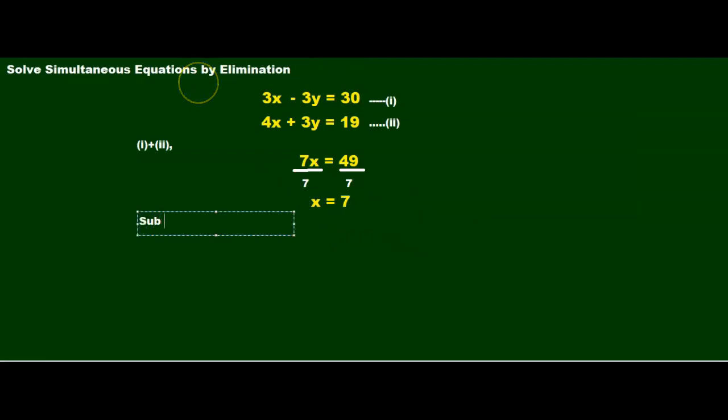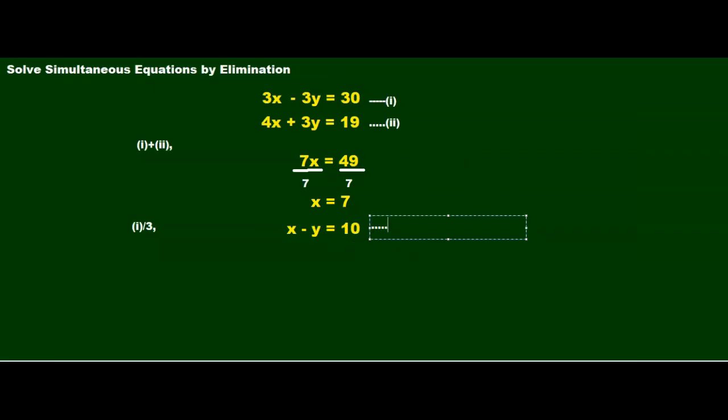Okay, we're going to substitute x equals 7 into equation 1. Now, if you look at equation 1, you see that they're all factors of 3. So before I substitute x equals 7 into my equation 1, I'm going to divide equation 1 by 3. That leaves me 3x divided by 3 gives me x, minus 3y divided by 3 gives me y, and then 30 divided by 3 gives me 10.